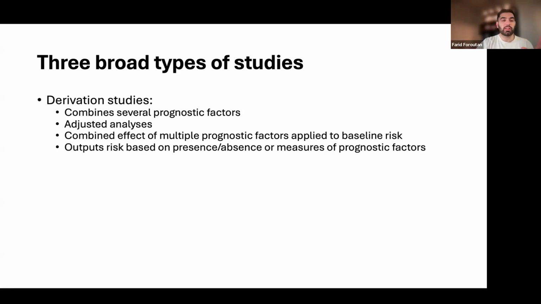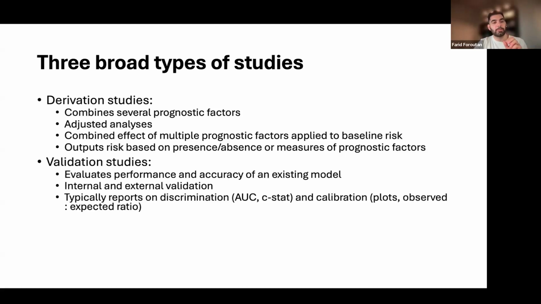These guys are mostly developing, and at most, maybe they do an internal validation just to make sure that the performance metrics that they're seeing in their derivation studies is robust. Or if they go far, they actually might get another cohort that the model had never seen to do some sort of external validation. But mostly, the focus of derivation studies is to develop the model of interest.